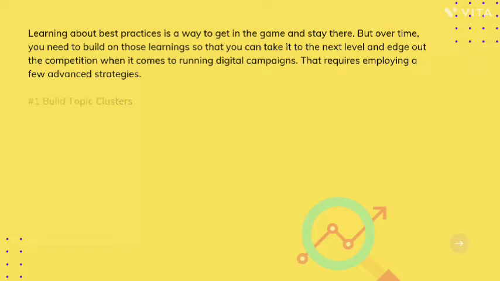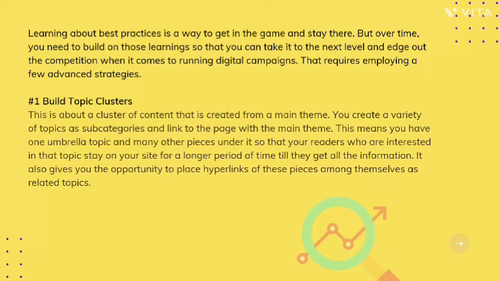Number 1. Build topic clusters. This is about a cluster of content that is created from a main theme. You create a variety of topics as subcategories and link to the page with the main theme. This means you have one umbrella topic and many other pieces under it, so that your readers who are interested in that topic stay on your site for a longer period of time till they get all the information. It also gives you the opportunity to place hyperlinks of these pieces among themselves as related topics.